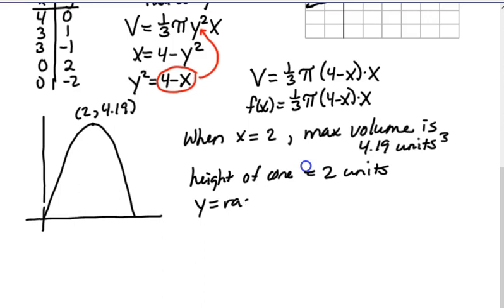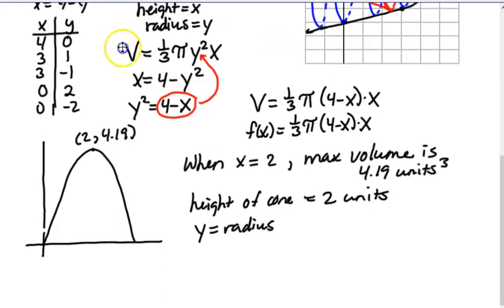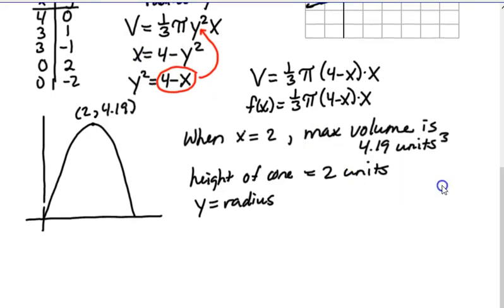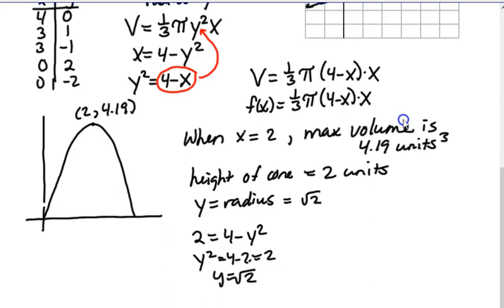Y equals the radius. So if I wanted to find the radius of the cone, I would need to look at one of the equations that have x and y in them. I have two different equations that have x and y: the volume equation and the equation of the parabola. In this case, it would be much simpler just to use the equation of the parabola. When x is 2, what is y? So I can say 2 equals 4 minus y squared. So y squared, all right, actually I should have just used this version. Y squared equals 4 minus 2, or 2. So y is the square root of 2.